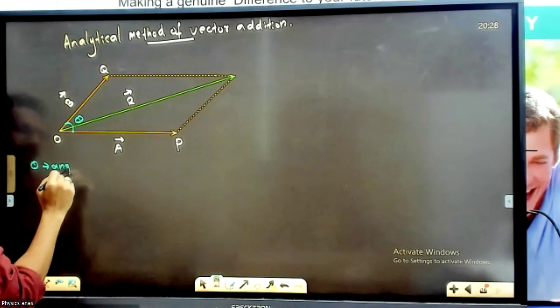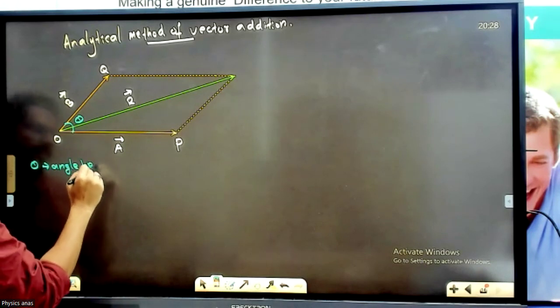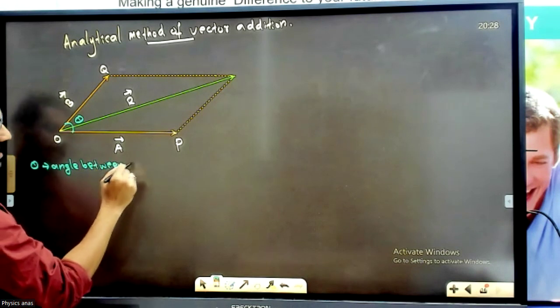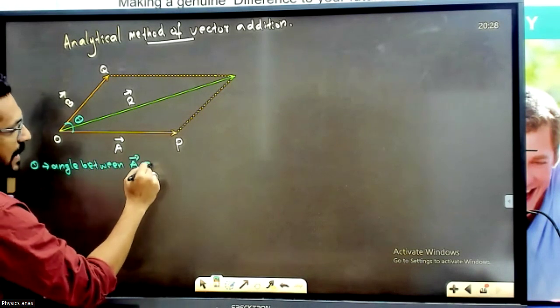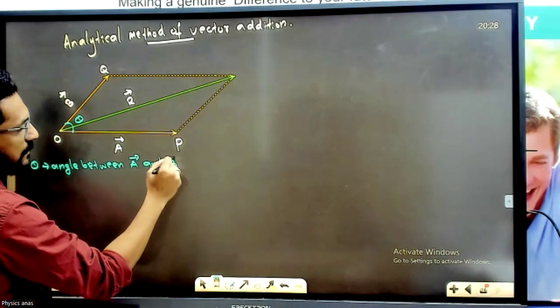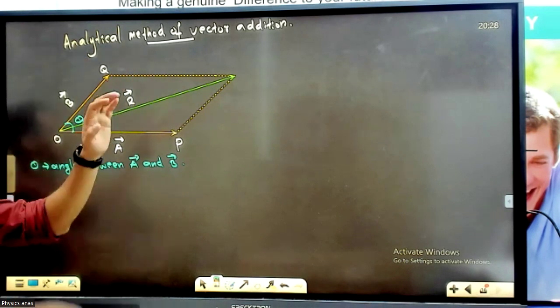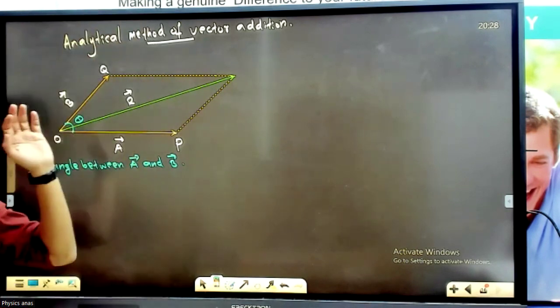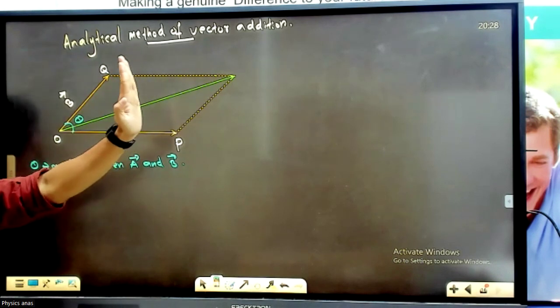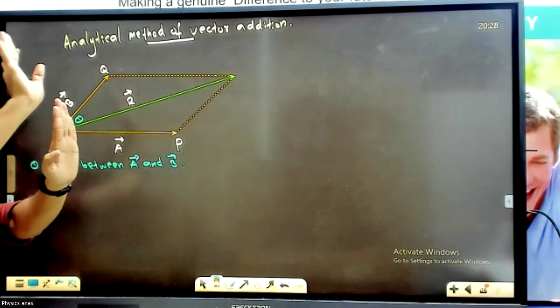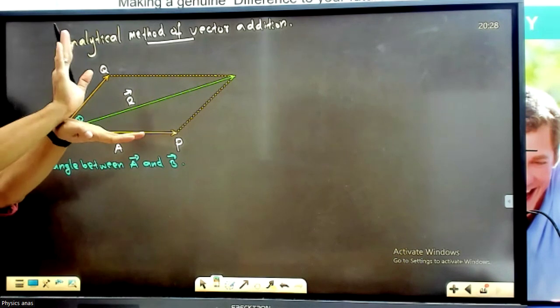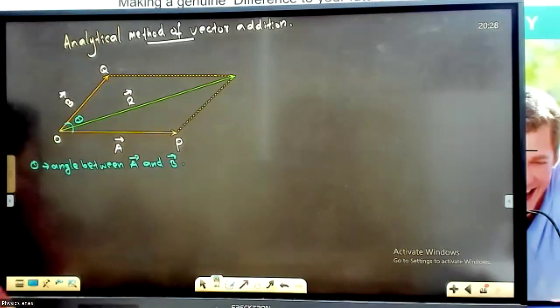Theta is the angle between vector A and vector B. I am pushing like this. Namira is pushing like this. So this is my force, this is Namira's force. There is an angle between them. That's theta. Got it?